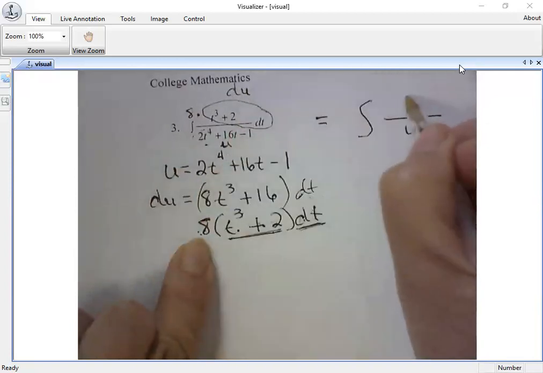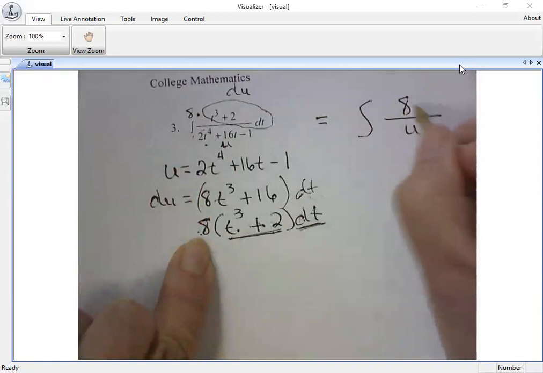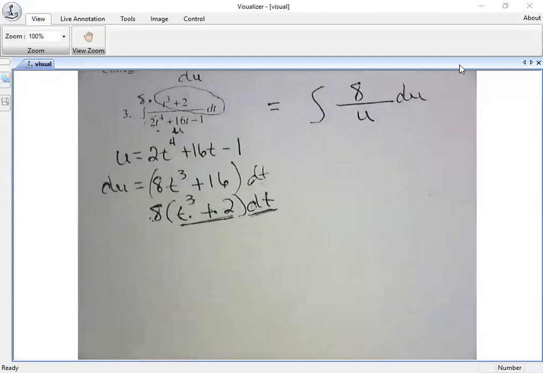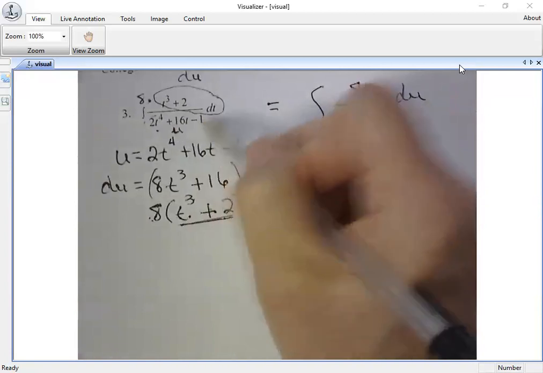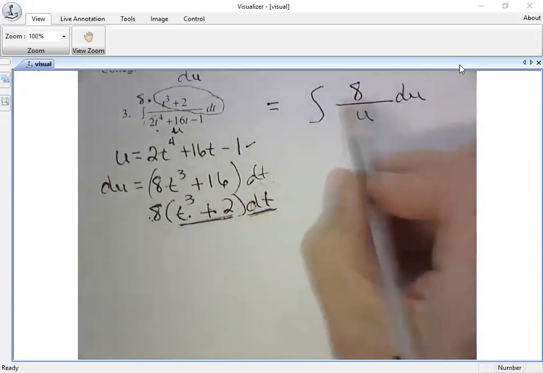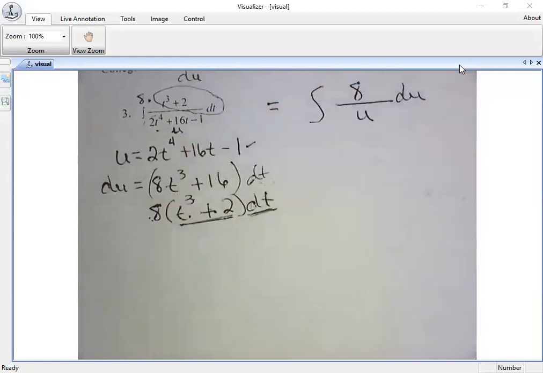So what that means is I have 8 on top and the du, and I can either put the du next to the 8 in the numerator, or I can put the du at the end. But I've now accounted for all the pieces. There was my u. By putting in this 8, I've got the du covered. But here's the problem. I just now stuck an 8 in there that wasn't there to begin with. I've changed it, but it needs to mean the same thing.